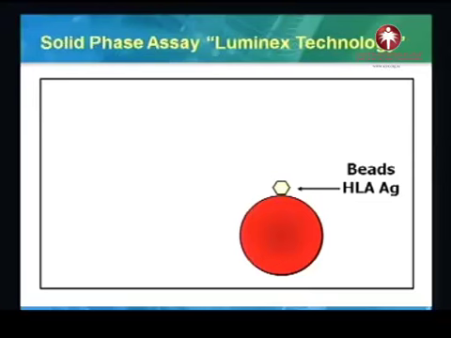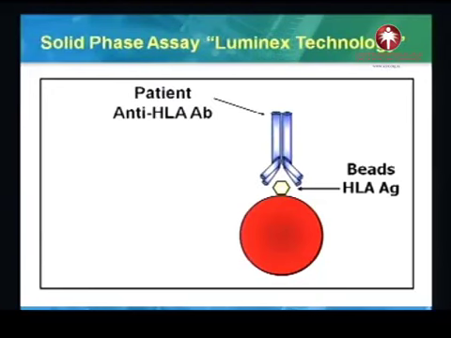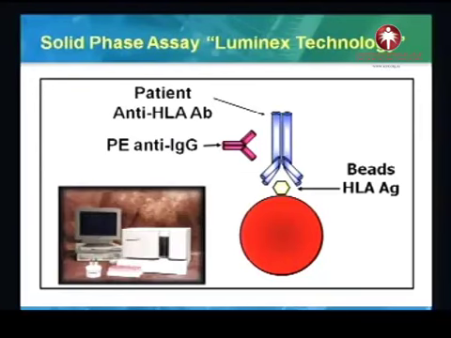So if we take one bead of those 100 and we attach to it an HLA antigen, then we incubate the patient serum, from a patient we know is sensitized and has anti-HLA antibody. This antibody will bind to the HLA molecule. And we add a secondary antibody that is labeled with a fluorochrome, and we can visualize the positivity using the Luminex machine, which is a flow-based machine, a very small, tiny machine, but very powerful.